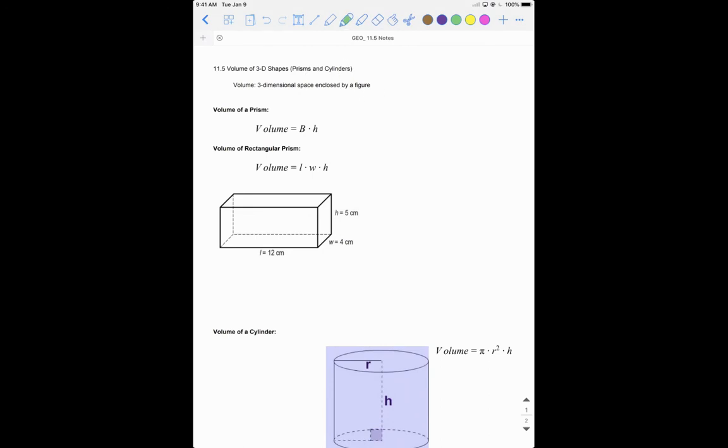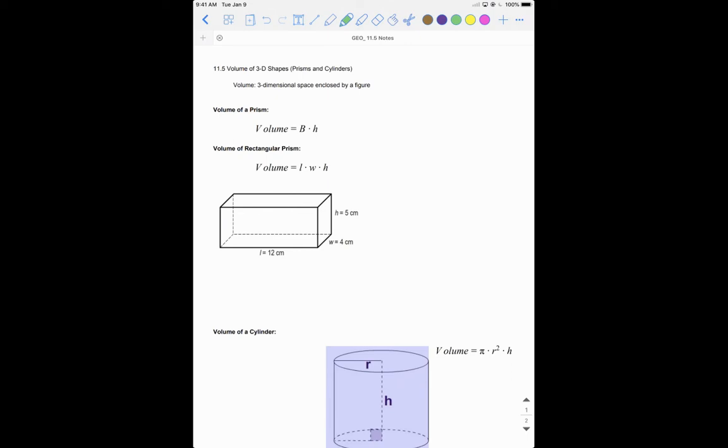And so volume's different than area, right? So area, we're talking about 2D shapes and how much space is inside of it. Where volume, we're talking about looking at 3D shapes. And when you think of volume, think about in three-dimensional space, how much is enclosed by the figure. So if you were to think about your house, let's say you filled your house up with water. It's like how much water it could hold, right? So it takes that third dimension with some height to it.